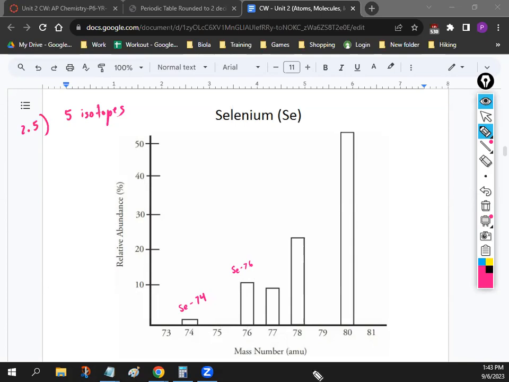And then 2.5 also asks you, which one is the most abundant? Which one is there the most of? Yeah, 80. How do you guys know that? Biggest bar, right? So that's the most. That means selenium 80 is going to be the most abundant.